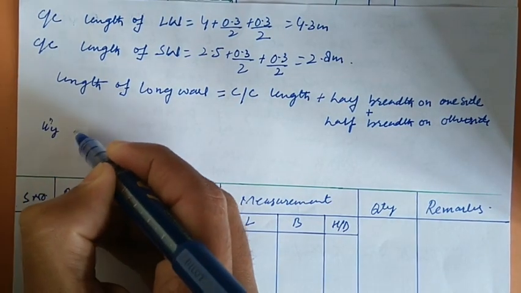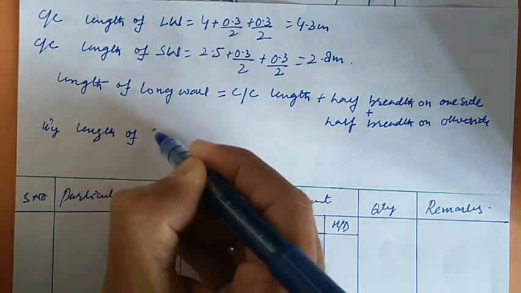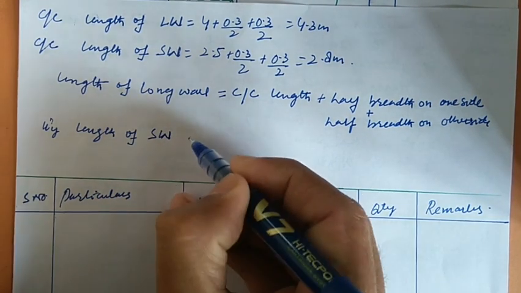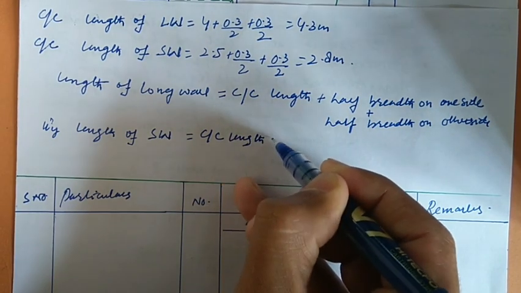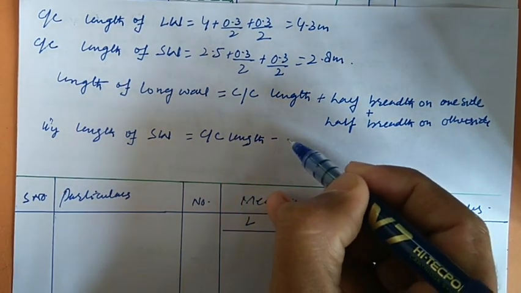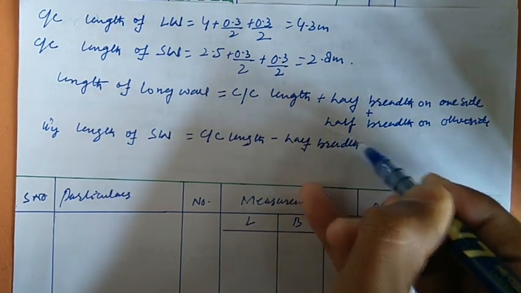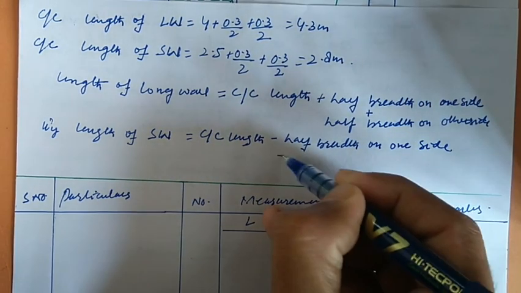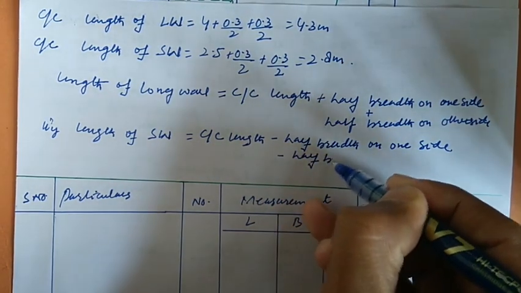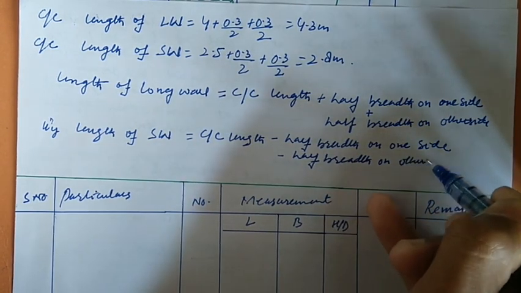Similarly, we can find the length of short wall, that is center to center length of short wall. Here we have to minus half breadth on one side minus half breadth on other side.